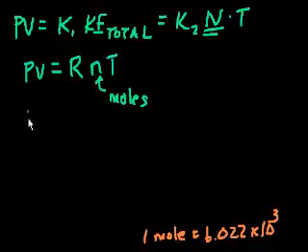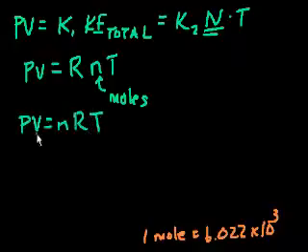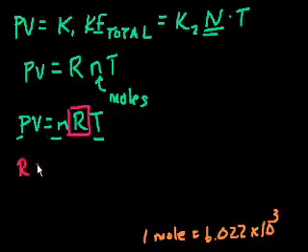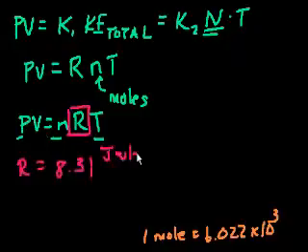And then if we rearrange it, PV equals nRT, we have a relationship that if I know the pressure, the volume and the number of molecules, I can figure out the temperature. Or if I know the number of molecules, the temperature, and the pressure, I can figure out the volume, assuming I know what R is. R is called the universal gas constant, and R is 8.31 joules per mole Kelvin.